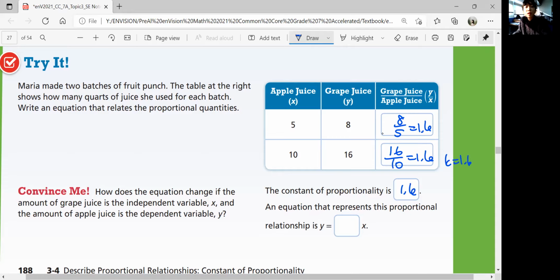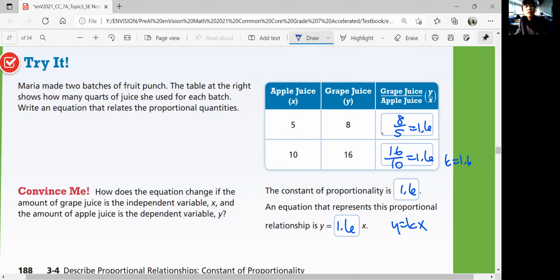So the constant of proportionality, the k, is 1.6. An equation that represents this proportional relationship is y equals kx. So y equals 1.6 times x. Okay? How does the equation change if the amount of grape juice is the independent variable x and the amount of apple juice is the dependent variable y? So what if we change x and y?